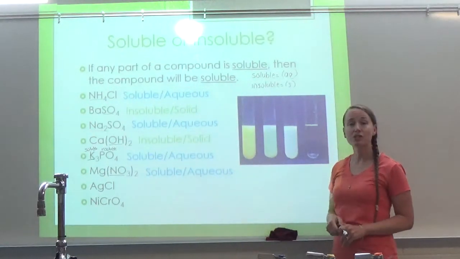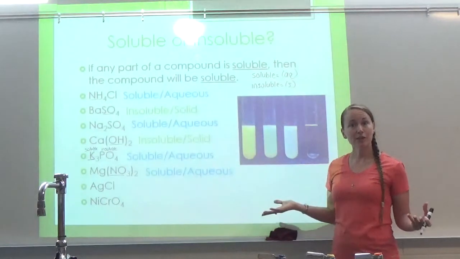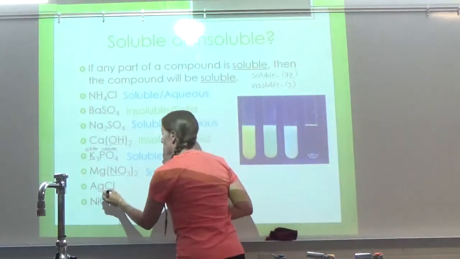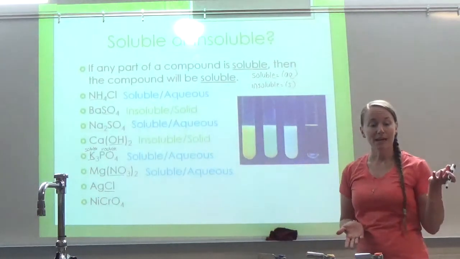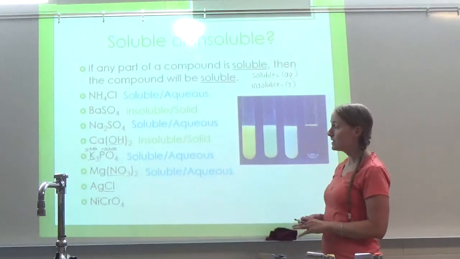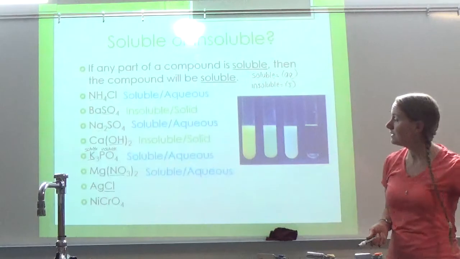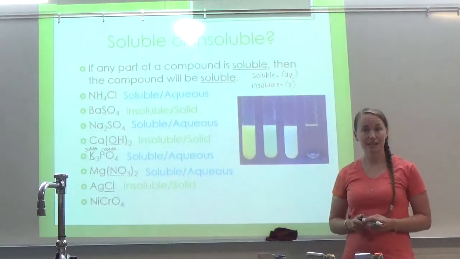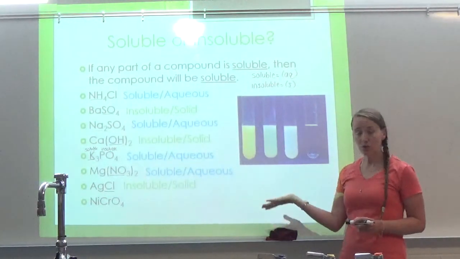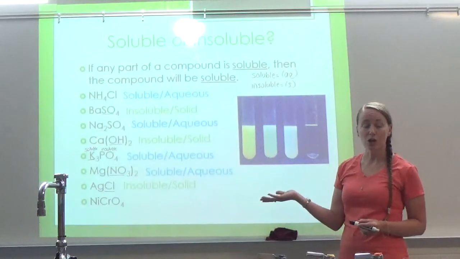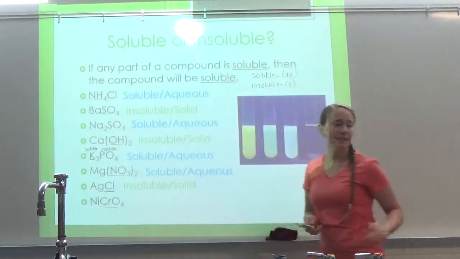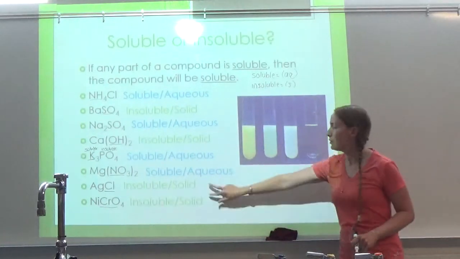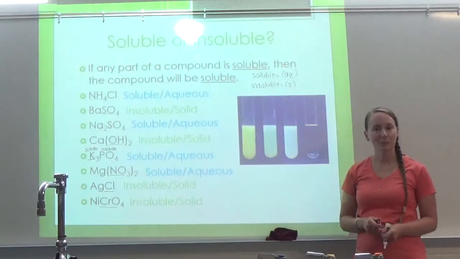All right, our next one's AgCl. Ag is not on there, but Cl is on there. It says Cl is soluble, but Cl has some exceptions, and Ag is one of those exceptions. So instead of being soluble, it's going to be insoluble or solid. And then our last one, nickel is not on your solubility rules chart, but chromate is. It's at the bottom, and it is insoluble or solid. So our last two would form a precipitate.